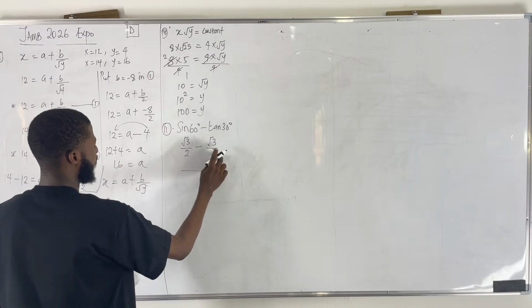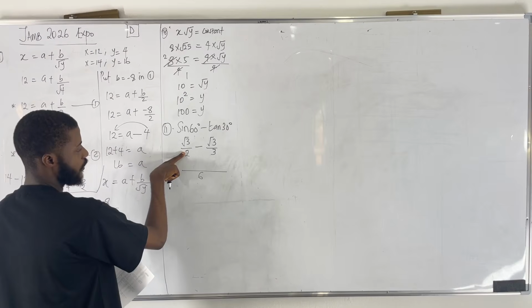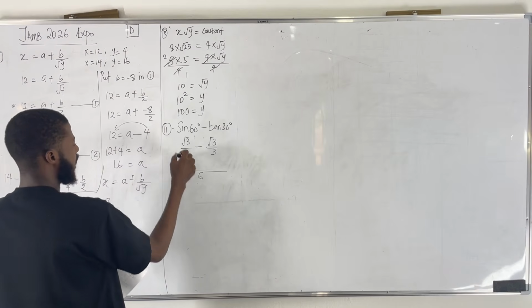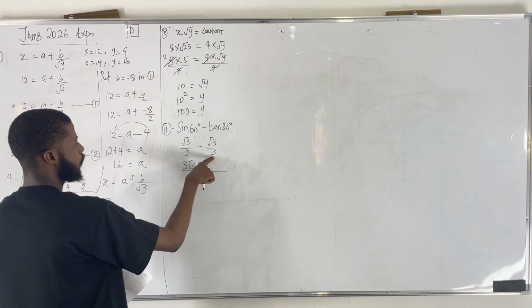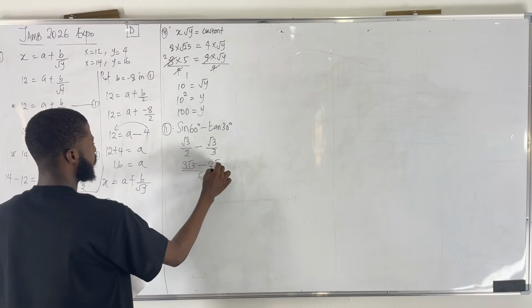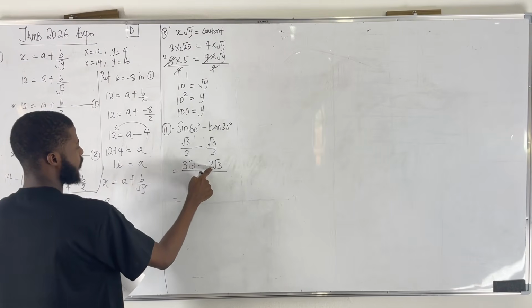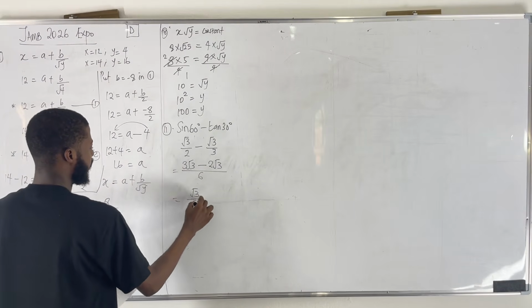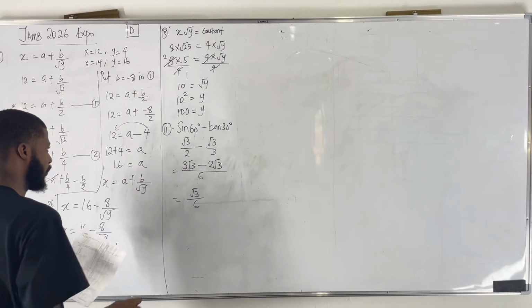Now what's the LCM here? LCM here is 6. 6 divided by 2 is 3. 3 times root 3 is 3 root 3. Minus 6 divided by 3 is 2. 2 times root 3 is 2 root 3. Now, 3 root 3 minus 2 root 3 is root 3. Then you put it over 6. So the answer is A. That will be the answer to that very equation.